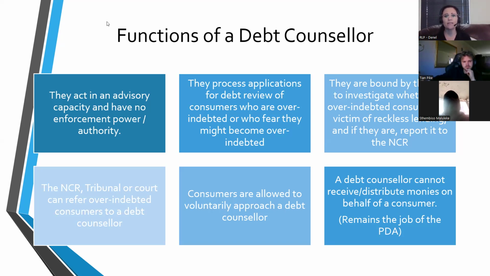Okay, so this is what happens. The debt counselor processes applications of debt review of consumers who are over-indebted already or who fear they might become over-indebted. But then they are bound by the National Credit Act to investigate whether an over-indebted consumer was actually a victim of reckless lending. So if they can see that the credit provider who granted this credit to the consumer did that recklessly, they'll report it to the NCR, because the NCR then needs to take action against this credit provider because they are not acting within the rules of the National Credit Act.